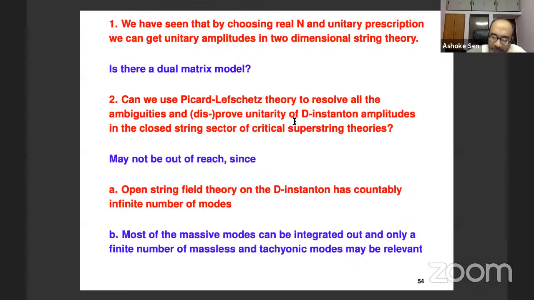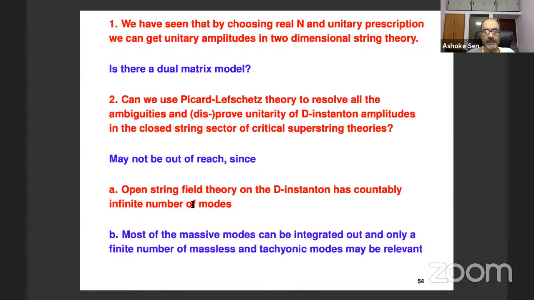Now, this may look like a tall order because string field theory itself people are scared of. And if you're applying Picard-Lefschetz theory to string field theory, that looks even more scary. But I should just say that it may not really be out of reach, because what we are dealing with here is not the full string field theory, right? Because the modes of the D-instantons are given by open string field theory. These are the ones that we are integrating out.